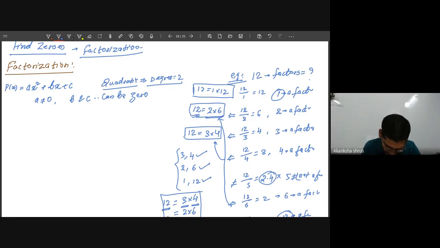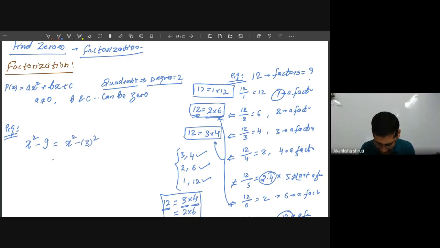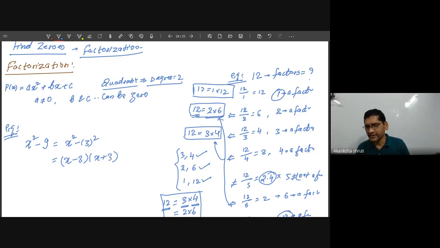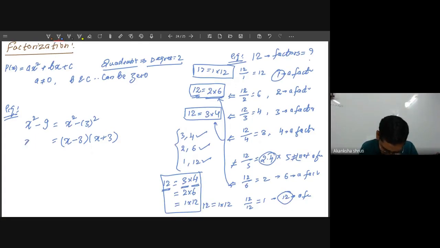Let me write that one also. For example, if I write x square minus 9, what can I write? I can write this as x square minus 3 square. Yes, what can we write? x minus 3 into x plus 3. Their order can be interchanged, x plus 3 or x minus 3.